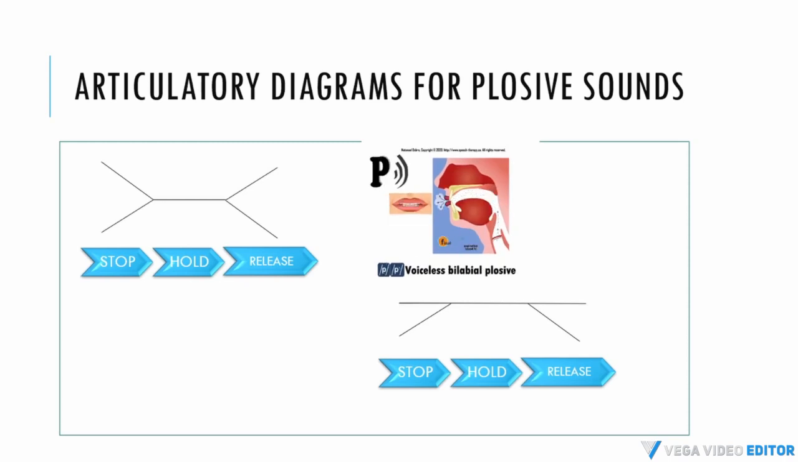Well, the two different diagrams here show, for example, the articulator diagrams for plosive sounds that are produced with two active articulators, and the three steps for the production of plosive sounds with one active articulator, the tongue, and a passive articulator, the alveolar ridge.